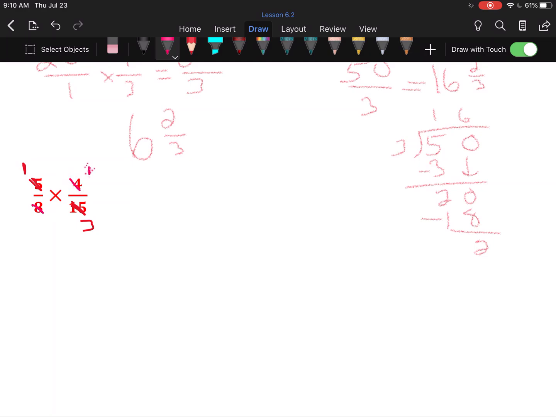4 divided by 4 is 1. 8 divided by 4 is 2. We just turned 5 times 4 over 8 times 15 into 1 times 1 over 2 times 3. That's a whole lot easier. Simplify before you multiply.